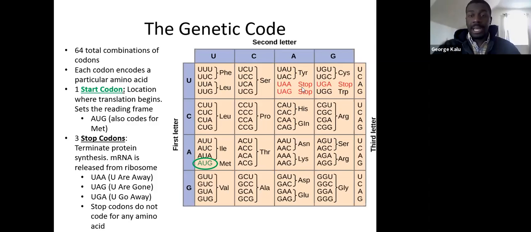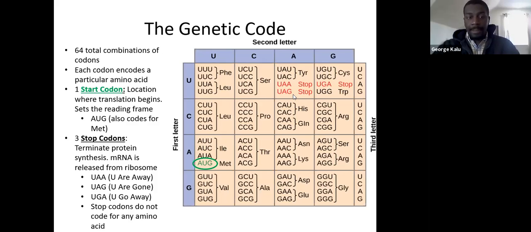These do not code for any amino acids. All they do is they tell you when you're done. So the amino acid that comes before the stop codon is the actual last amino acid in the chain. The way you can remember these 3 codons is UAA, you are away; UAG, you are gone; or UGA, you go away. Those are the 3 stop codons. UAA, UAG, UGA. Those tell you when to stop, when to cut your protein. Those do not code for any amino acids.